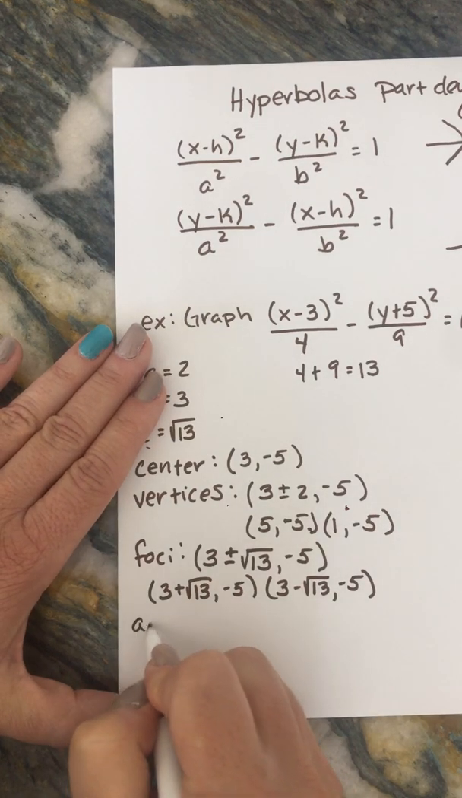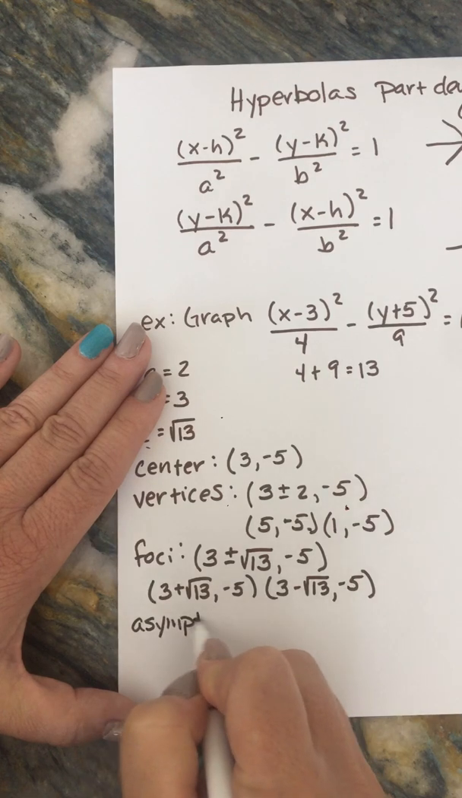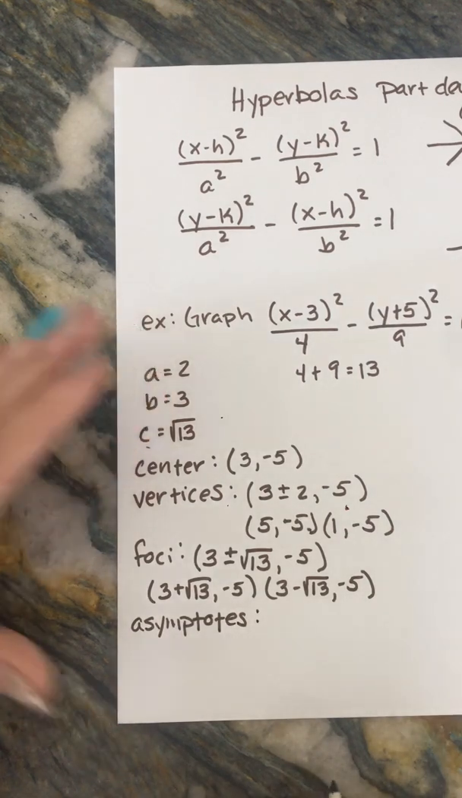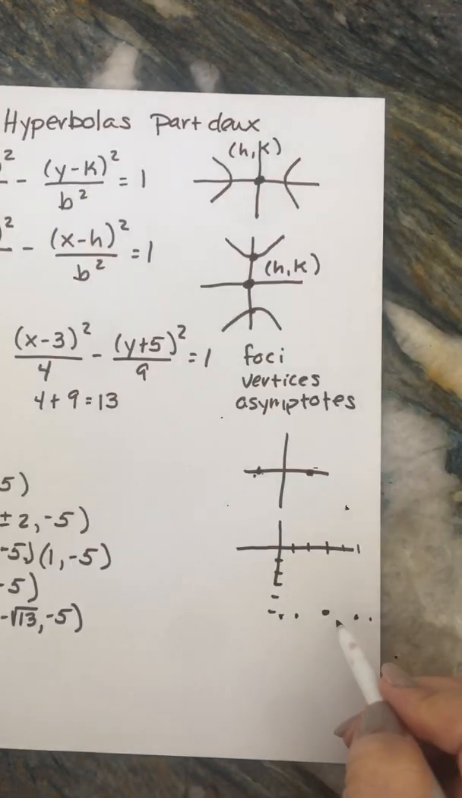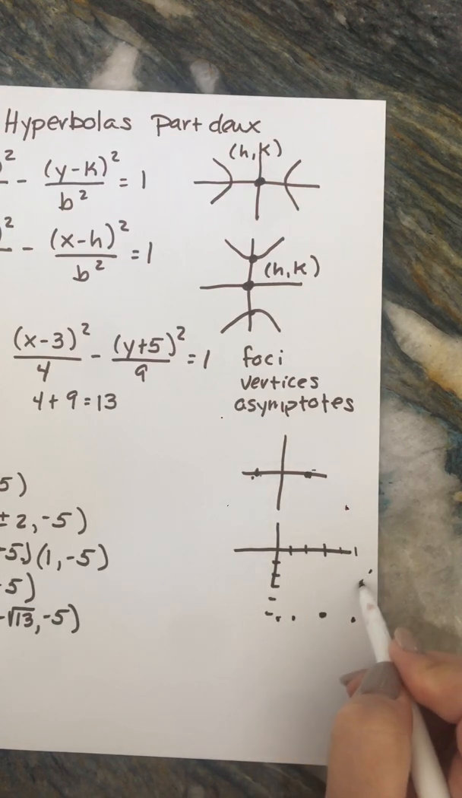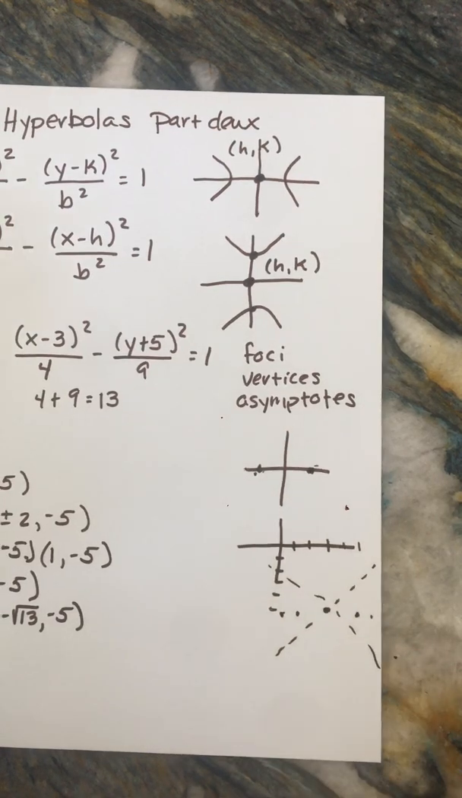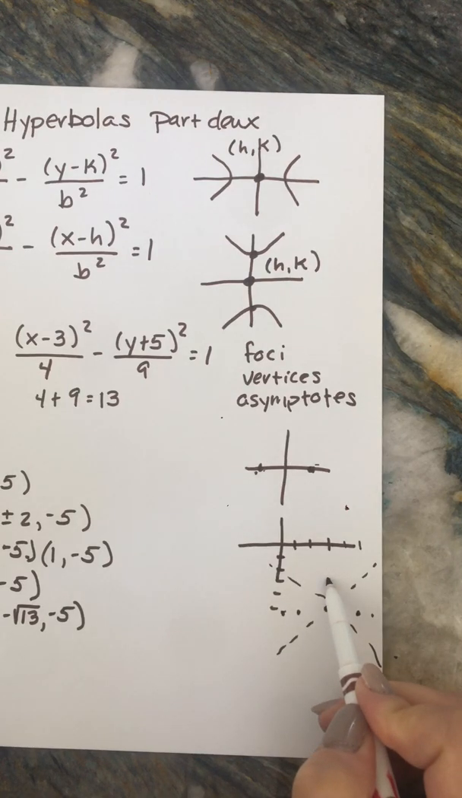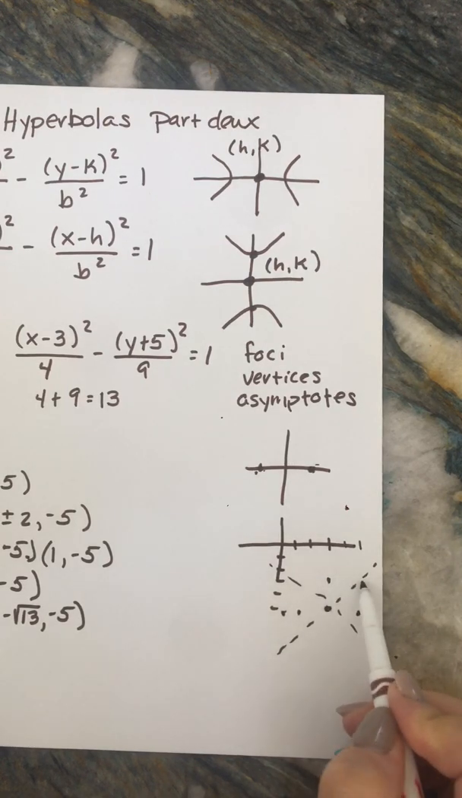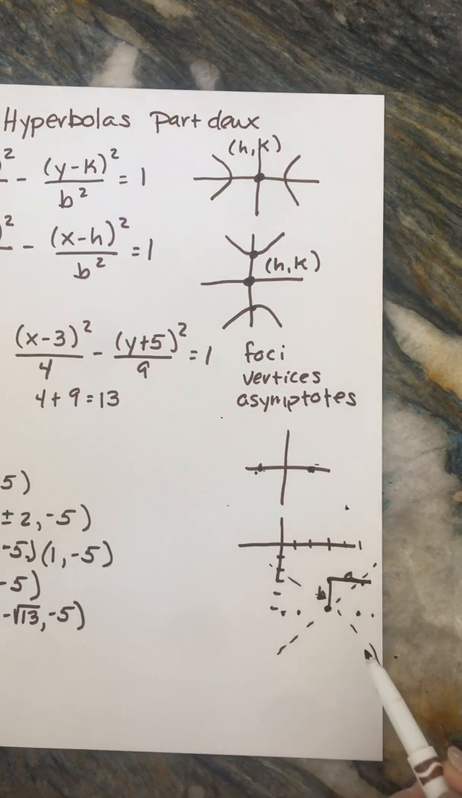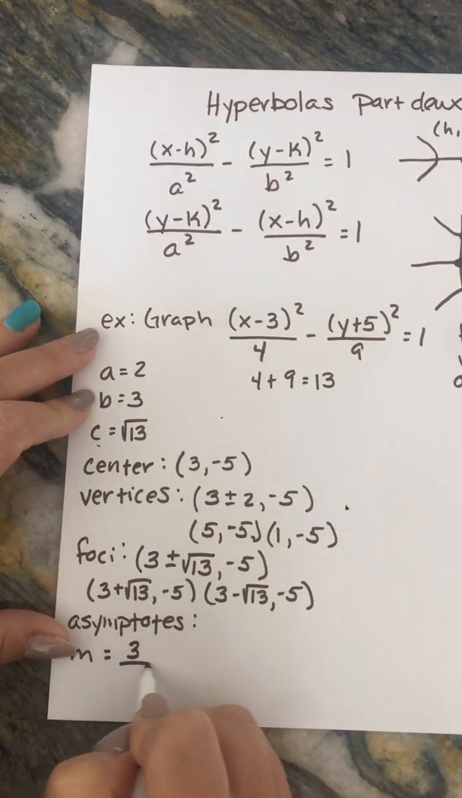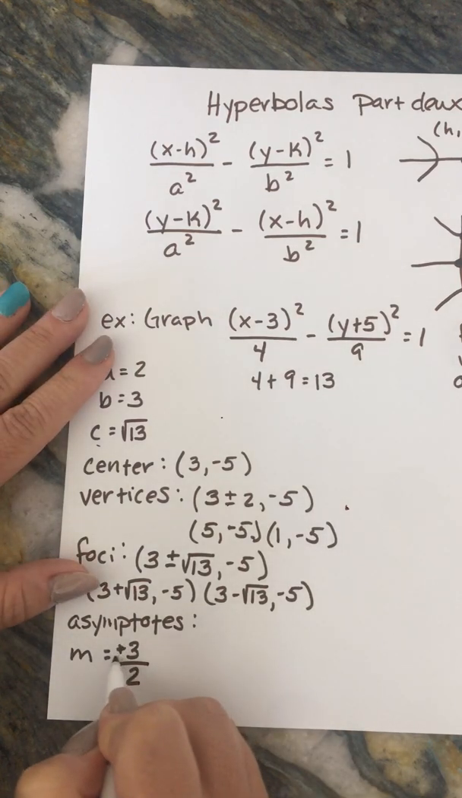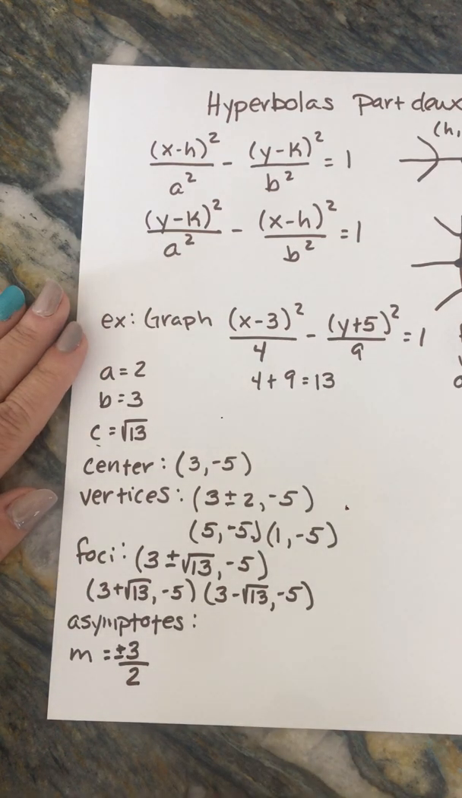We need the asymptotes next. I said this was kind of the more tedious part of the shifted hyperbolas. So first let's find the slope of our asymptotes. If we look back here, we know that asymptotes are going to rise b and run a. So the slope of my asymptotes, b is 3, a is 2, so the slope will be positive and negative 3/2.